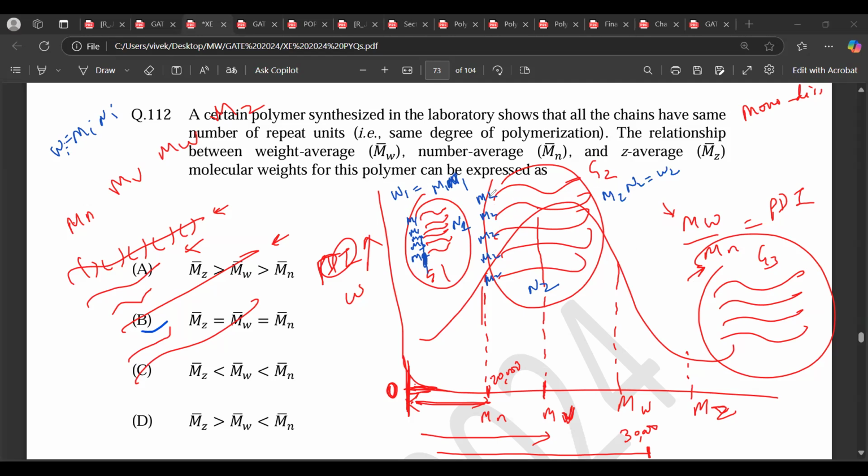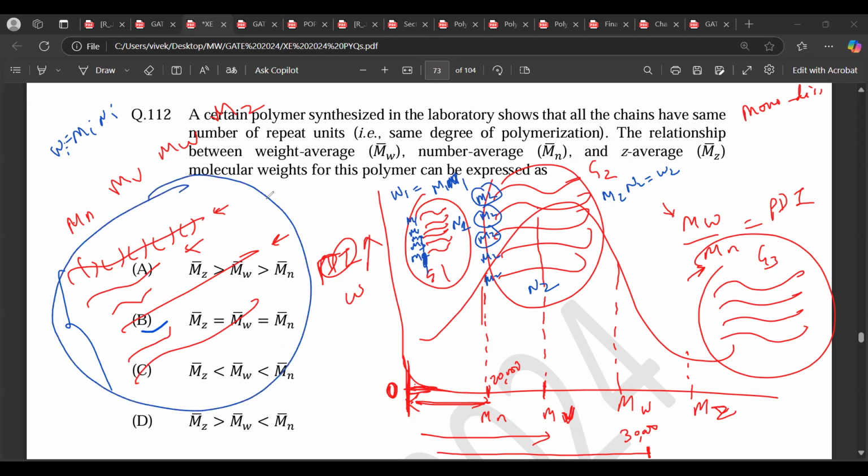Because all are the same size, you can have the same M1, M2, M3, all the same M2 only. Okay, but in the actual scenario, there will be something like this. So you get a mixture of different sizes of chains, but still you can categorize them into different sizes, because they are in millions and billions of numbers.